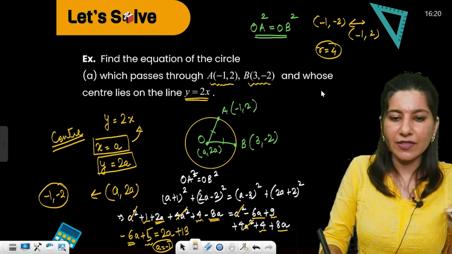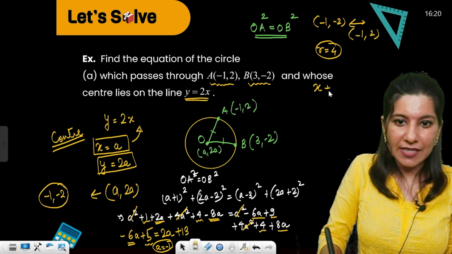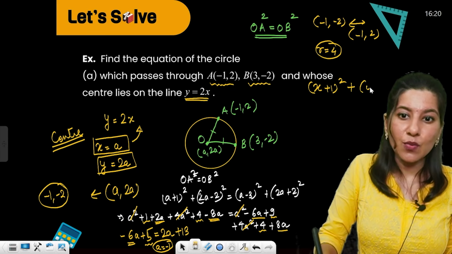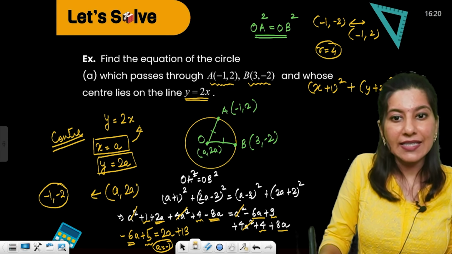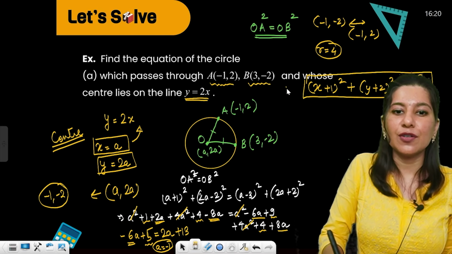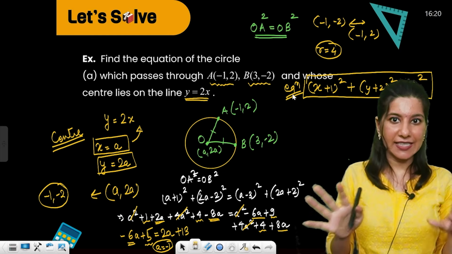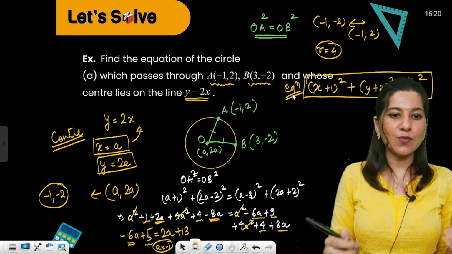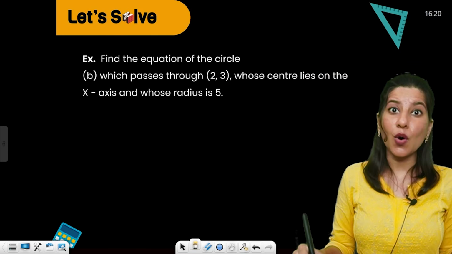Just the equation of the circle basically. So (x + 1) whole square plus (y + 2) whole square is equal to 4 square. This will be your final equation of the circle. Got it? Yes, clear? Let us move on now to problem number B.